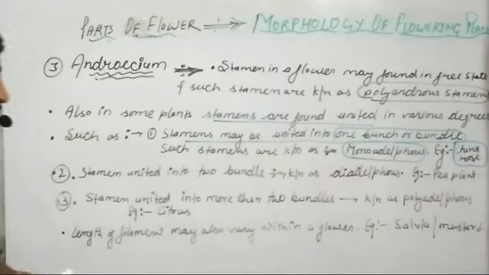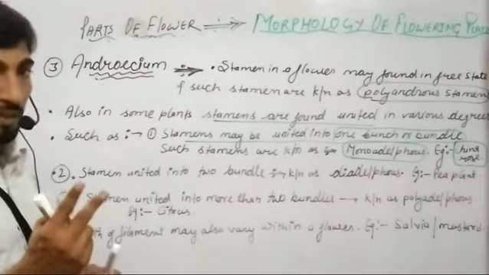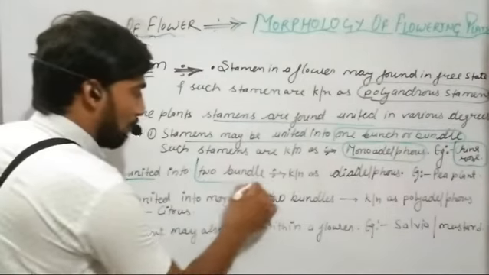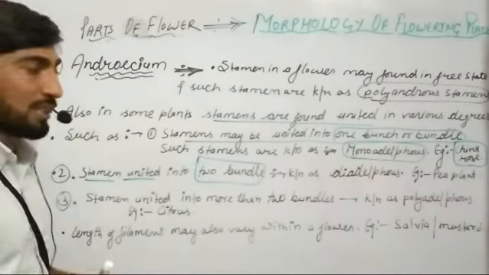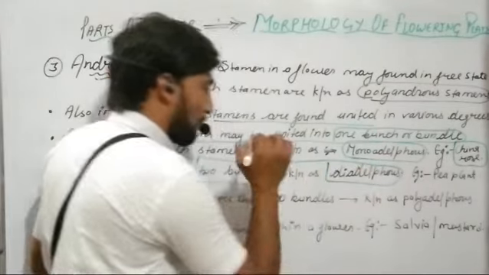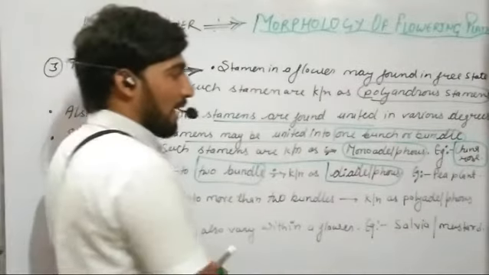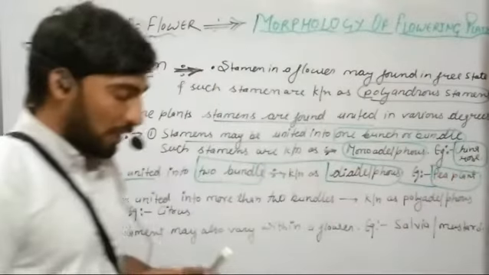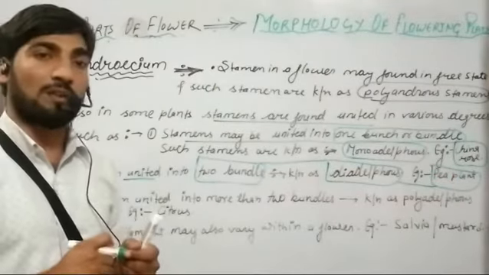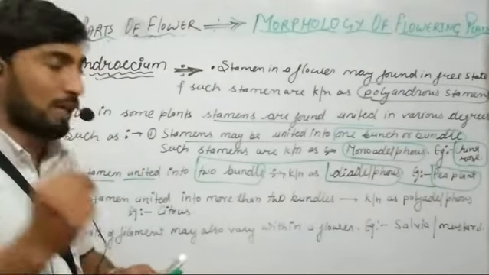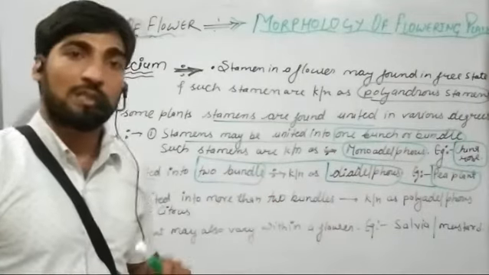The second example is if stamens are united in two bundles or in two bunches. Then such stamens are known as diadelphous stamens, and the example of diadelphous stamen includes the pea plant. In the pea plant, the stamens are arranged in two different bunches or bundles, so they are known as diadelphous stamens.